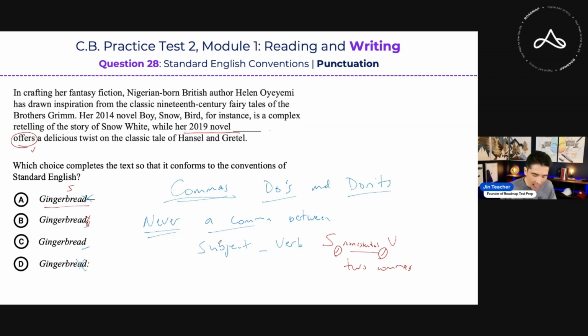You'll never have a comma that appears between a subject and a verb. When you see that as an answer choice, you know it's going to be wrong immediately. So cross out B. This is why C here is going to be the correct answer for this question, okay?